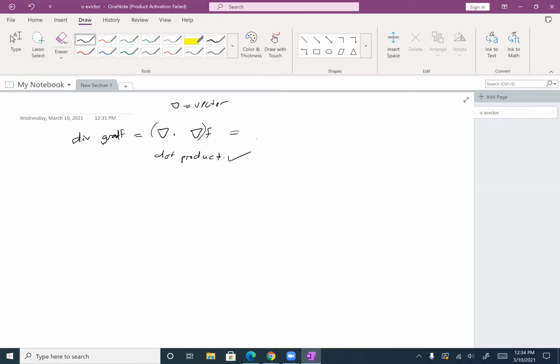And how you would explicitly write this is just this dot product. So it's just this Laplacian expression. And so you apply each of these second derivatives to f and then sum them. So that's a perfectly fine expression.